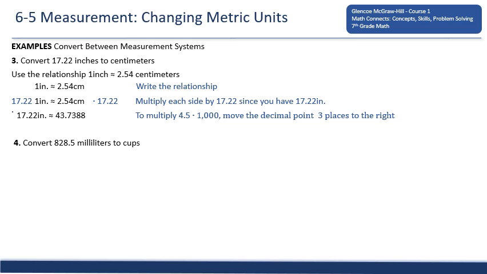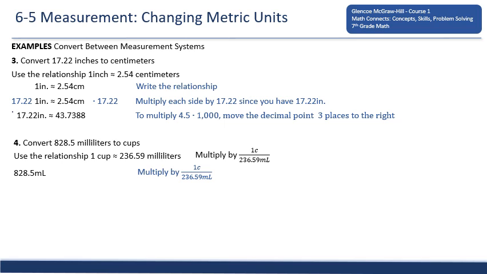Convert 828.5 milliliters to cups. Use the relationship 1 cup is approximately 236.59 milliliters. And you'll multiply by 1 cup over 236.59 milliliters. 828.5 milliliters is approximately 828.5 milliliters times 1 cup over 236.59 milliliters. As we've seen before, we will cancel out the common units, and we get 828.5 cups over 236.59. And if we simplify that, we get 3.5 cups.